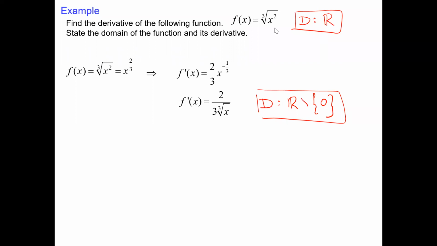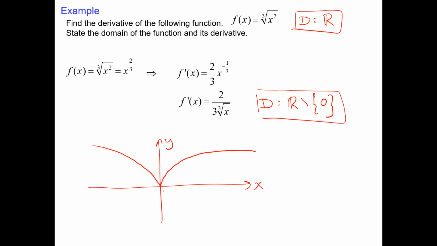Since the function is a continuous function, we have something going on at 0. And we actually know this graph from pre-calculus. The cube root of x squared looks like this. And we may notice at 0, we have these sharp corners. When we have sharp corners, there are no derivatives. The derivative at 0 is undefined, but we can see this based on the domain. Okay, just a quick review.